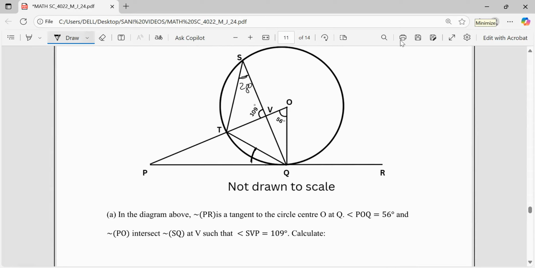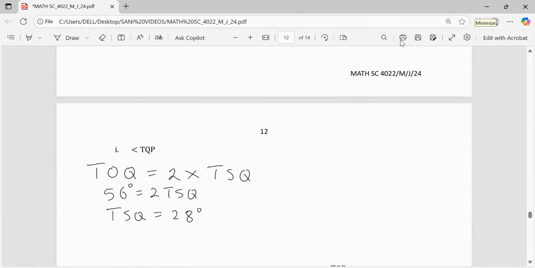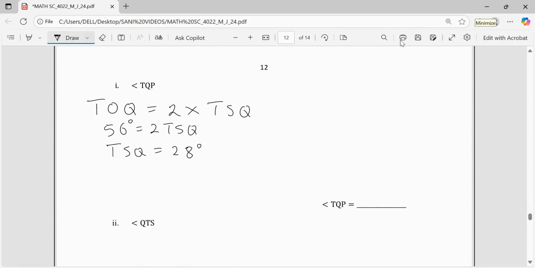So we can now get our TQP. Our TQP is alternate segment. We can use alternate segment to get our TQP. So TQP is also equal to TSQ. The angle here, TQP, is equal to TSQ. That is alternate segment. So therefore, TQP is also equal to 28 degrees. Our TQP is 28 degrees.